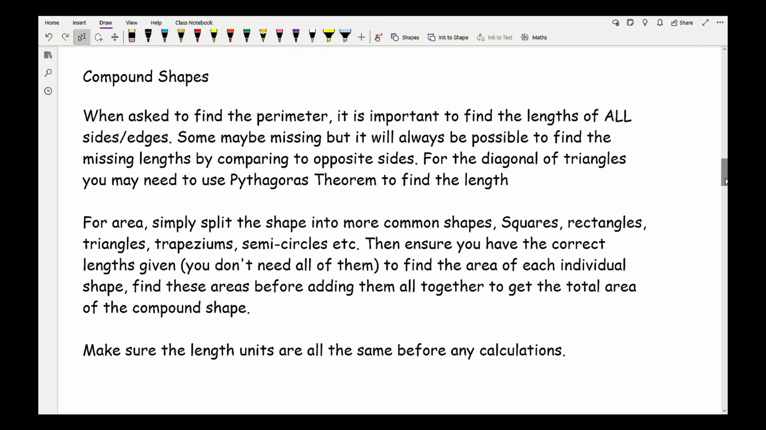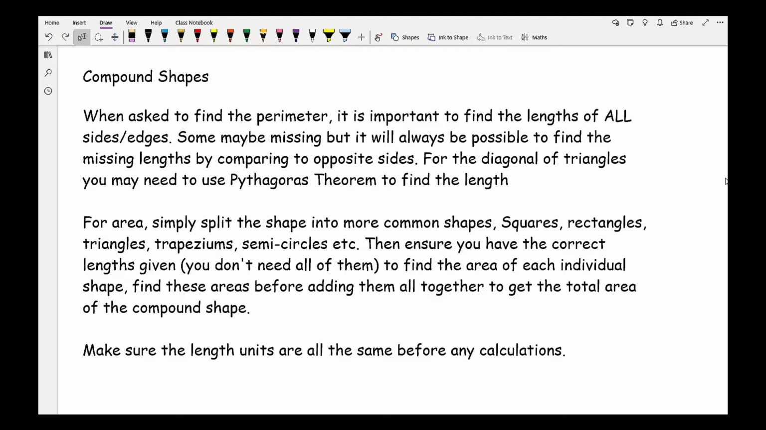Now, when it comes to compound shapes, when asked to find the perimeter, it is important to find the length of all the sides and the edges. Some may be missing, but it will always be possible to find the missing lengths by comparing it to opposite sides. Now, for diagonals of triangles, you may need to use Pythagoras theorem, which if you've got absolutely no idea what I'm talking about, then it may be a topic that you'll be doing in the future. But again, that's going to be classed as rather a higher level question if you are asked to incorporate Pythagoras theorem when working out the perimeter of a compound shape, but it's not impossible.